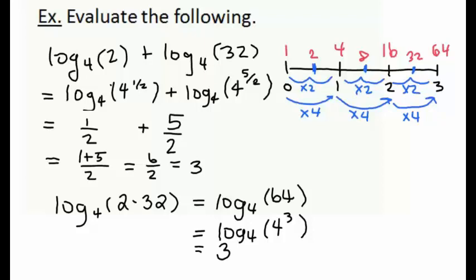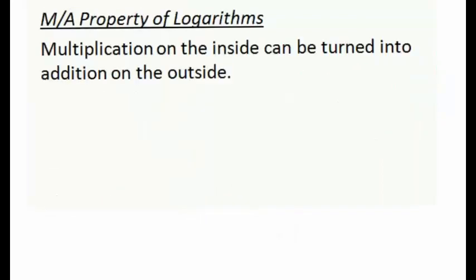So look at what I'm trying to say here. I'm trying to say that if we have the same base of our logarithm and we're separated by a plus sign, we can take the two inner numbers and multiply them together to help us simplify our answer a little bit faster. This leads us to our first major property of logarithms, and that is the multiplication addition property of logarithms, or the MA property.